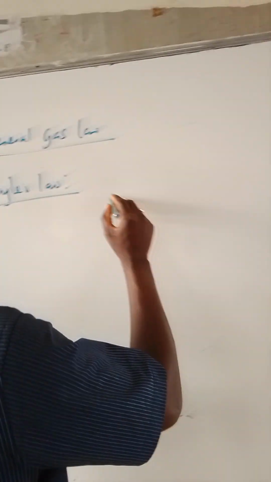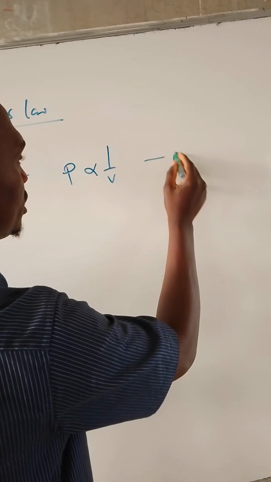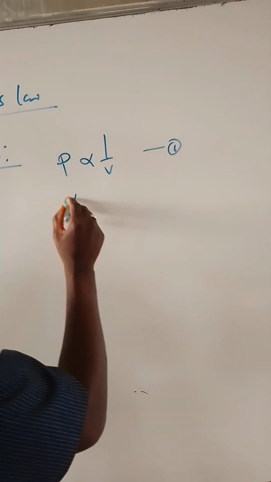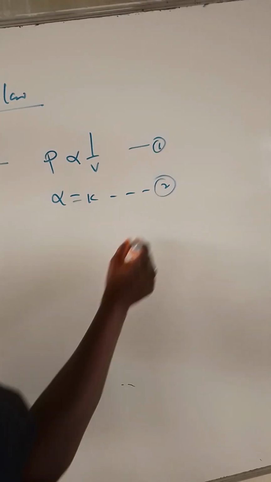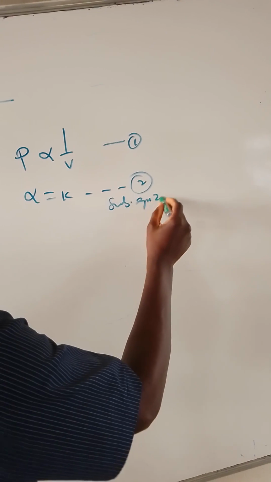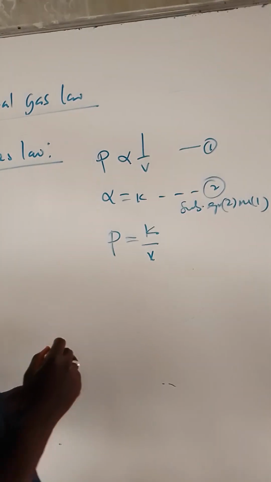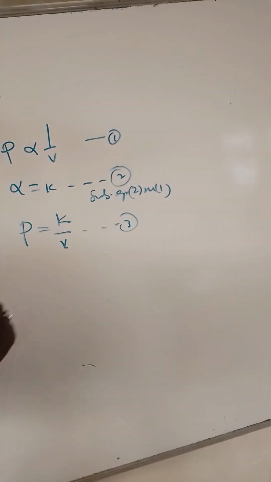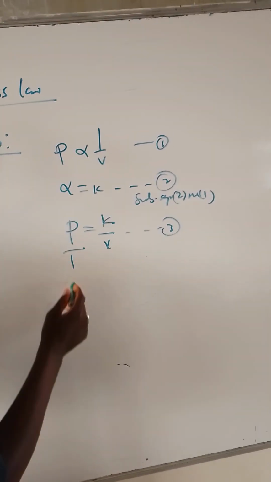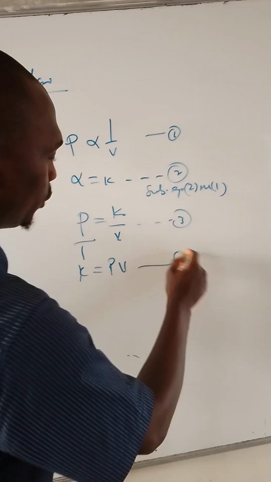Therefore, we can write it like this: P is proportional to 1 over V. You can call it equation 1. Then we remove the proportionality sign, since proportionality is equal to a constant, and we call this equation 2. You now substitute equation 2 in equation 1. Then we are going to have P is equal to K over V, respectively. Now you make K the subject of the formula from equation 3. We have K times 1 is equal to K, which is equal to PV. This is the equation of Boyle's law.